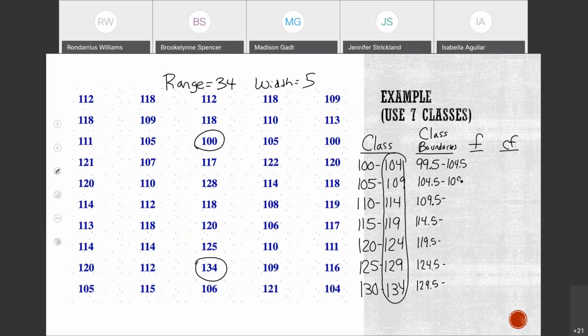109.5. Yeah, and these are a little bit easier because all we're really doing is tacking that 0.5 onto the number that we already have, right? Okay, so 114.5. Yeah, and all the numbers in between will take care of themselves. So we're basically just building boundaries along the edges of our classes. A little bit less, a little bit more.